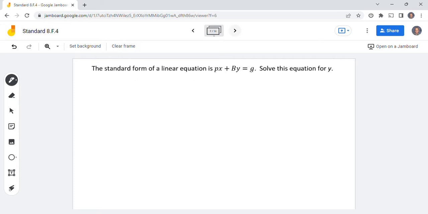Now we're getting into some literal equations where we have multiple variables, so we have to pay attention to which variable to solve for. This one we want to solve for y. The y is right there. So we're going to get rid of the terms that do not have the y first.